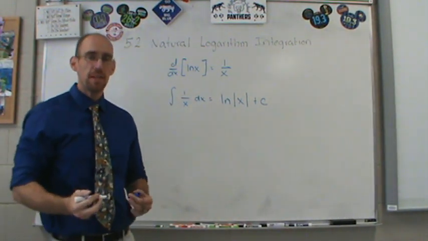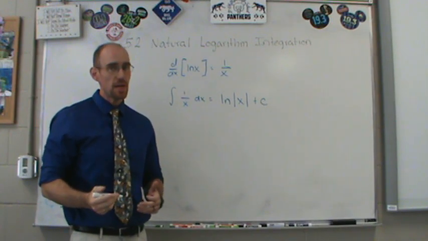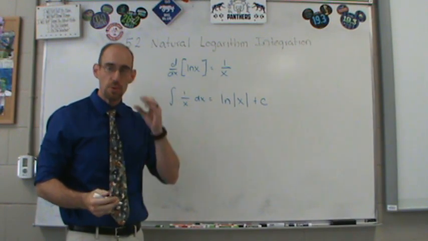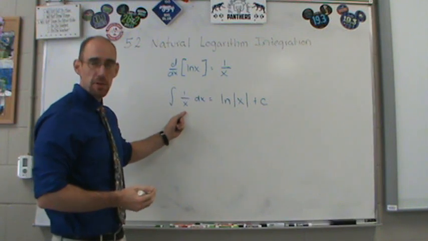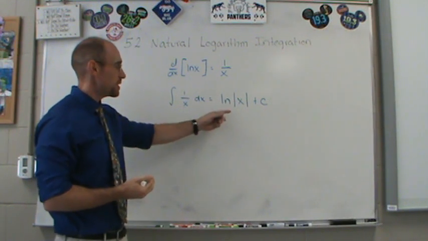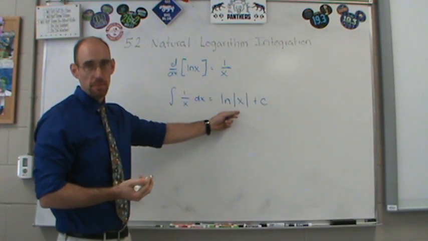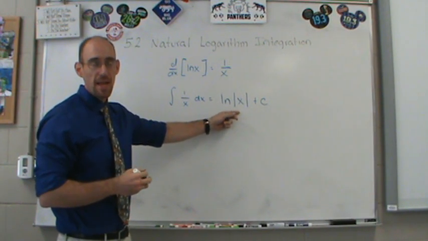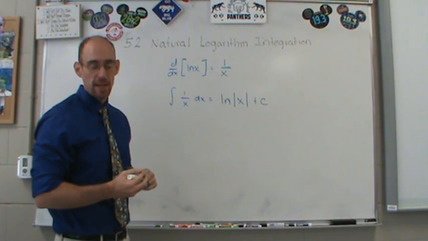That's really important because of the sign issues. Remember, natural logs can only have a domain of 0 to infinity. 1 over x could have any domain. Okay, we can put any number in for this x versus this one, we are limited to positive numbers. So we have to have that absolute value around the x when we integrate.